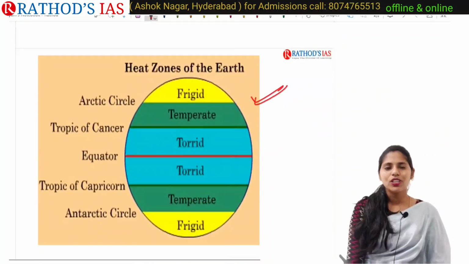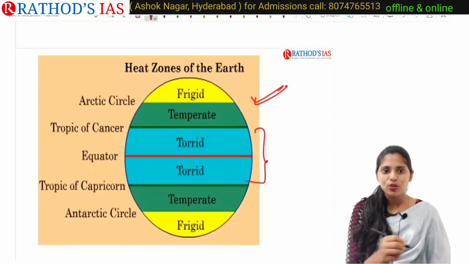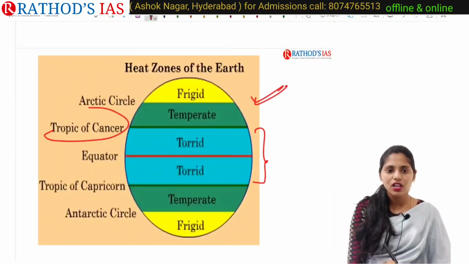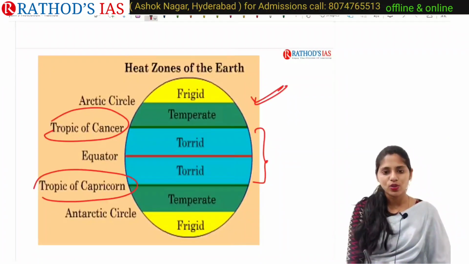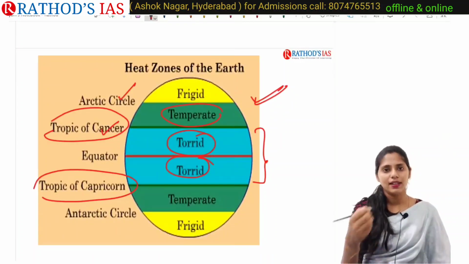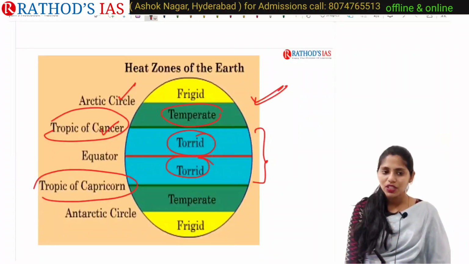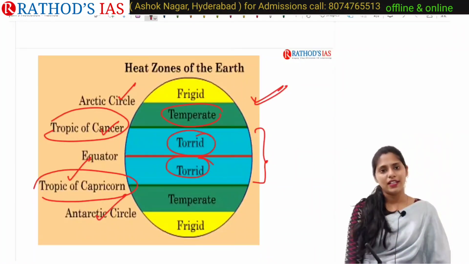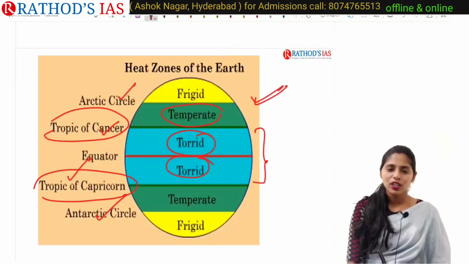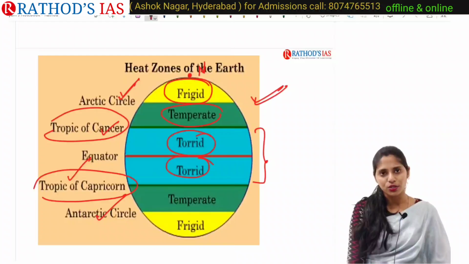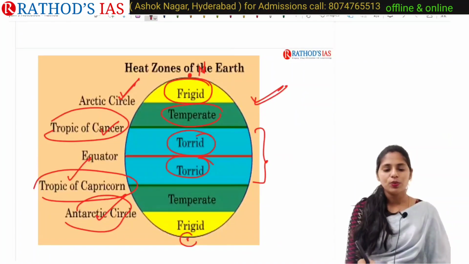So if you see this image, you can easily understand. This is our tropical zone, that is between the Tropic of Cancer and the Tropic of Capricorn. It is also called the torrid zone or tropical zone. And the temperate zone is present between the Tropic of Cancer and the Arctic Circle in the northern hemisphere, and in the southern hemisphere, between the Tropic of Capricorn and the Antarctic Circle. So beyond the Arctic Circle until the North Pole, it comes under the frigid zone or polar zone. And beyond the Antarctic Circle until the South Pole, it is also called the polar zone or frigid zone.